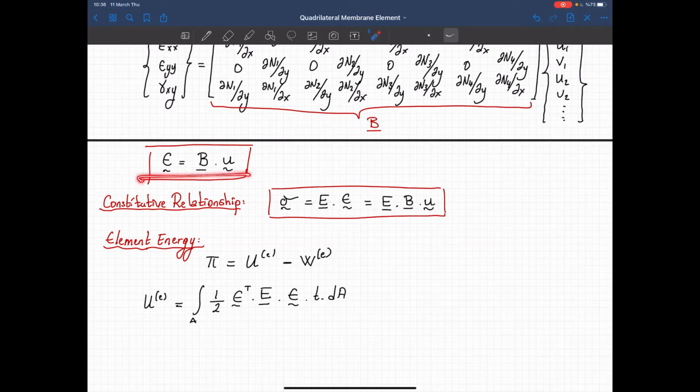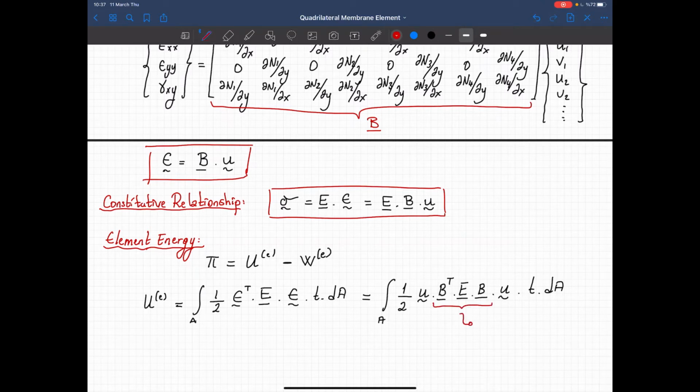So inserting this equation into the internal strain energy, we have the following. U element is equal to 1 over 2 U transpose B transpose multiplied by the constitutive relationship multiplied by B and multiplied with the displacement itself and T times dA. And we know that this expression will give us the element stiffness matrix.